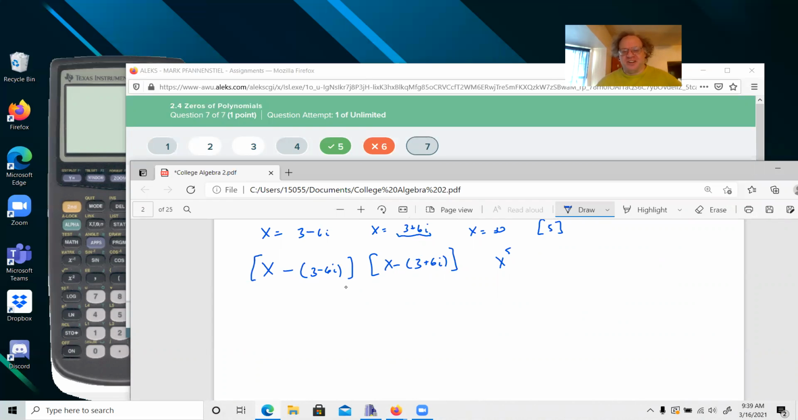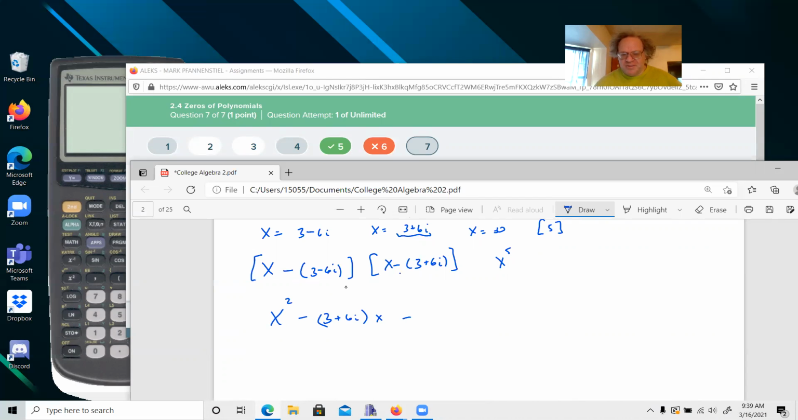The easiest thing to do is to deal with the conjugates first. Okay, so let's go ahead and multiply that out. You could distribute the negative sign first, that's fine. I'm not going to do it this time. I'm going to say this is x squared. And then we have a minus 3 plus 6i x.